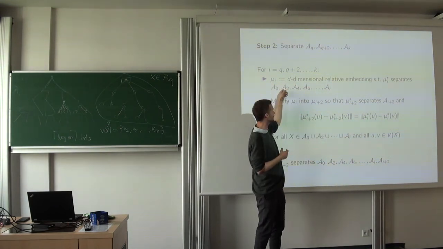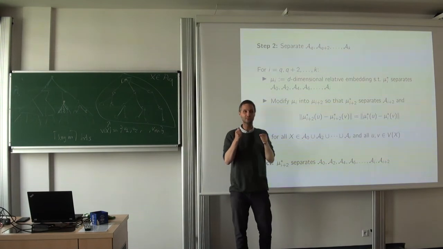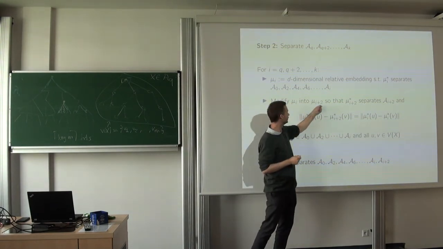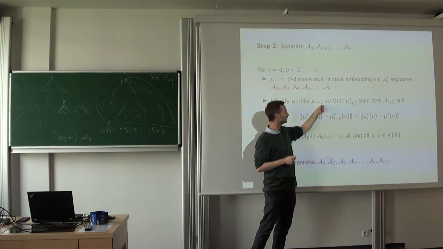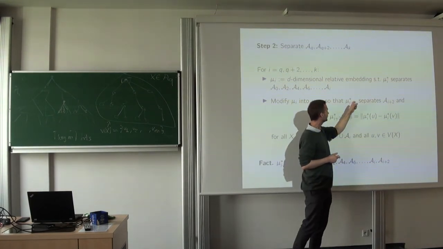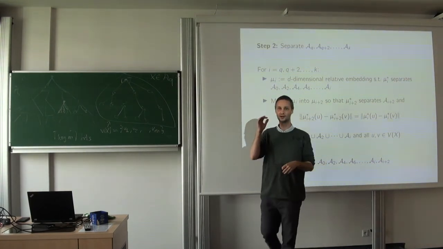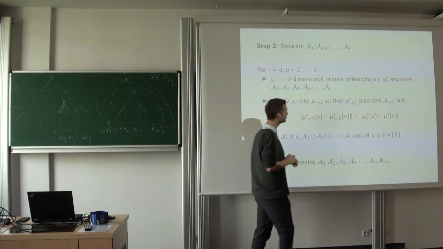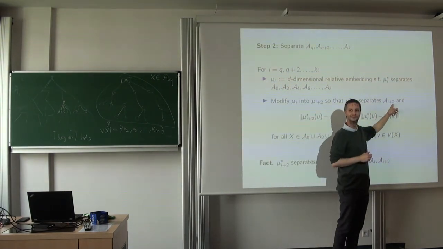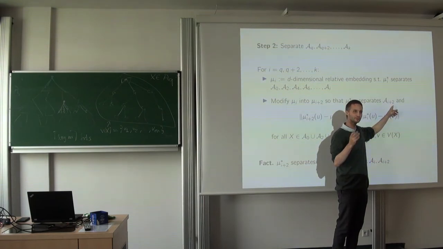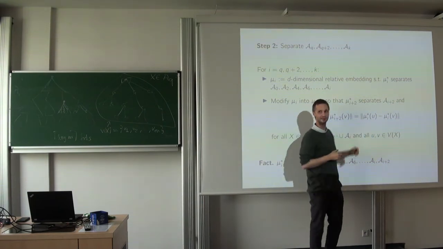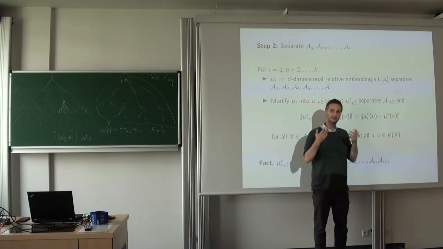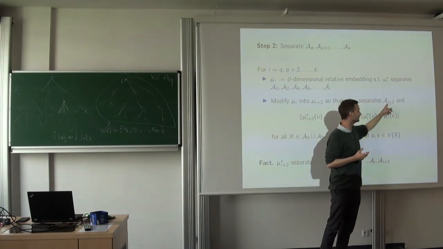And then under this assumption, we want to show that there is a way to modify some of the weight vectors so that we get a new set of weight vectors, let's call it mu I plus 2, so that when you look at the corresponding absolute embedding, you also separate A I plus 2. And you won't lose the fact that you separate the previous AIs. Why? Because we are going to make sure that it is built so that you separate A I plus 2.